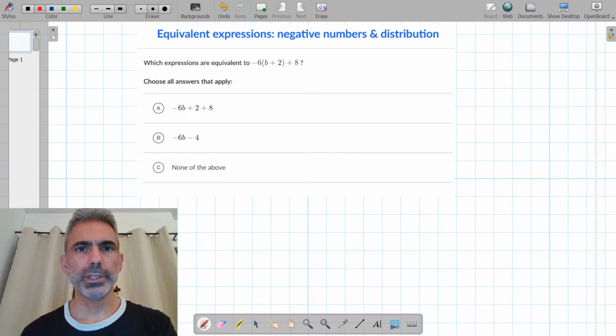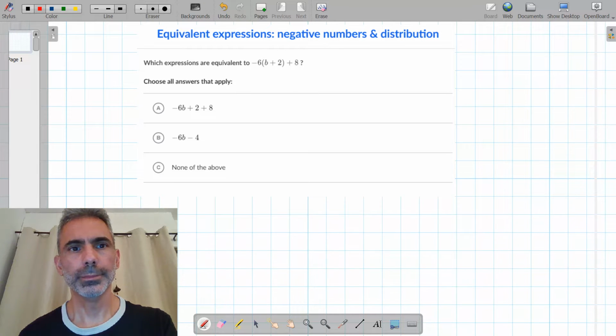We're going to solve 7 questions about equivalent expressions, negative numbers and distributions. The first question is, which expressions are equivalent to minus 6 times b plus 2 plus 8?